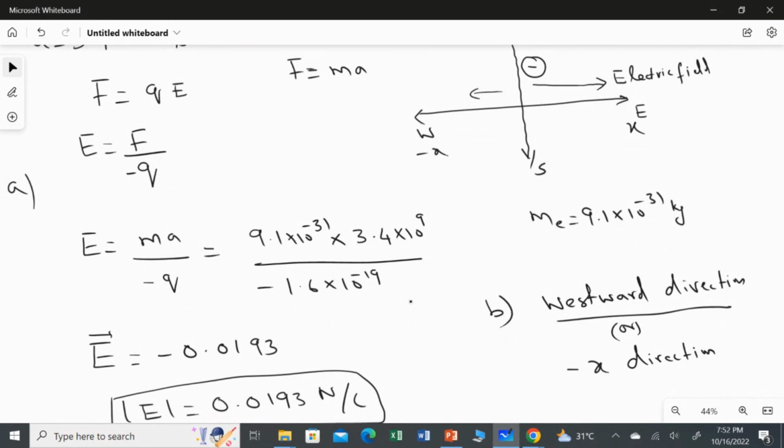So for answering this question, you should be strong in the theory. Because when we studied the concept of electrical field, we studied the concept of positive charge. If you place a positive charge in the electrical field, the positive charge will experience the force in the same direction of the electrical field. If you put the negative charge in the electrical field, it will experience the force opposite to the direction of the electrical field. So that concept we used in this question. Clear? That's it.